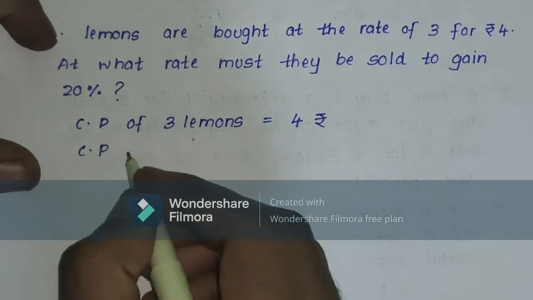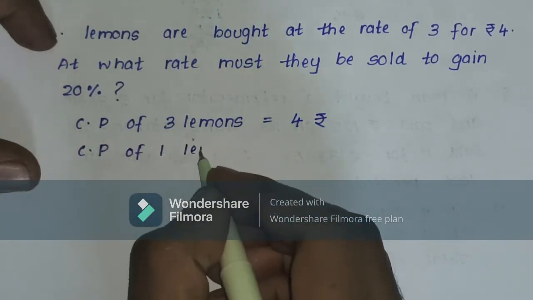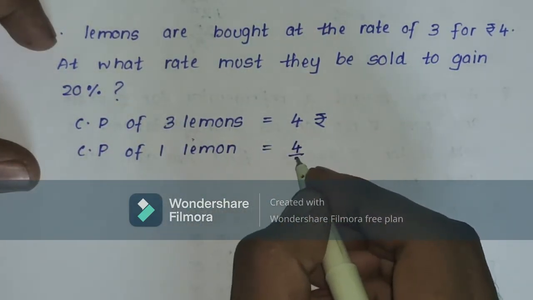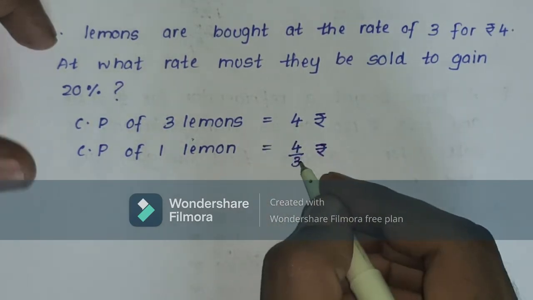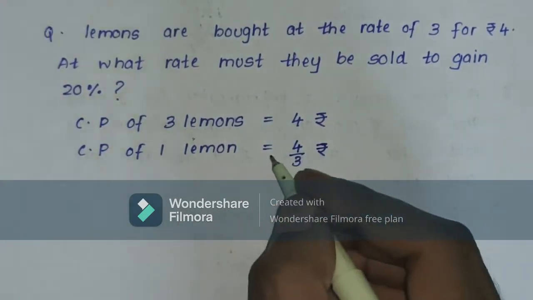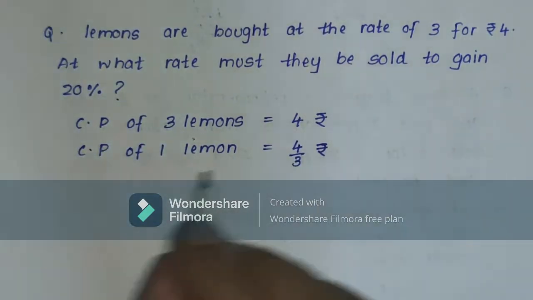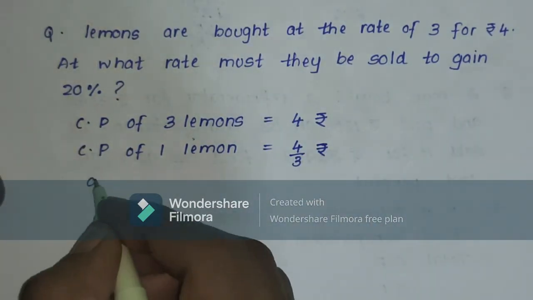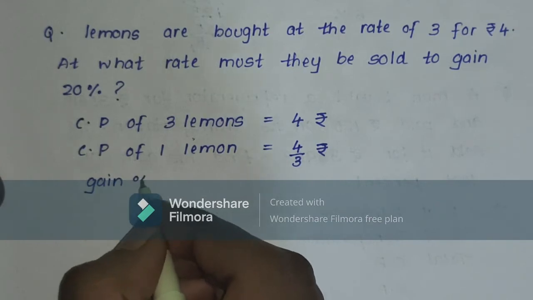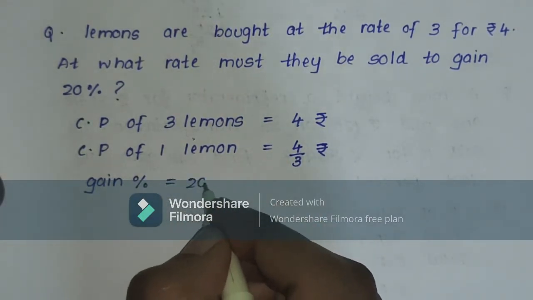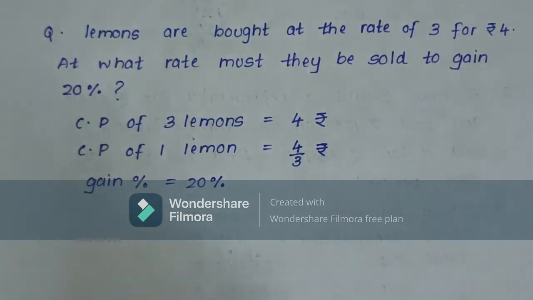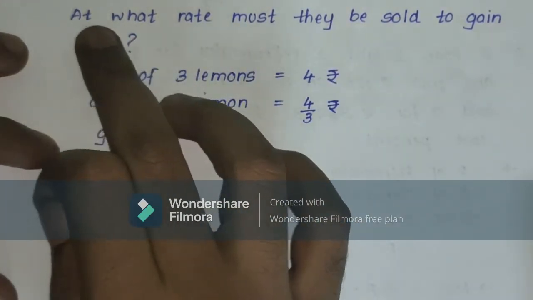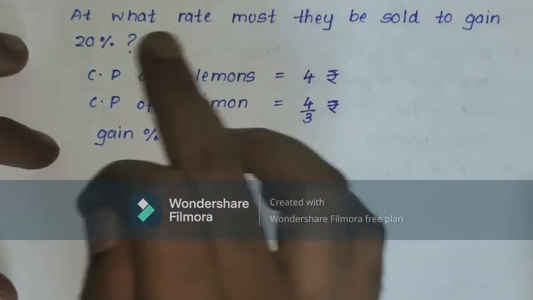So what will be the CP of 1 lemon? It will be 4 divided by 3. You have to divide 4 by 3 so that you can get the value of 1 lemon. Obviously a decimal will be the answer, so fine, let's keep it in fraction. But you are also given the gain percent, that is 20%. You might have observed the question: at what rate must they be sold to gain 20%.